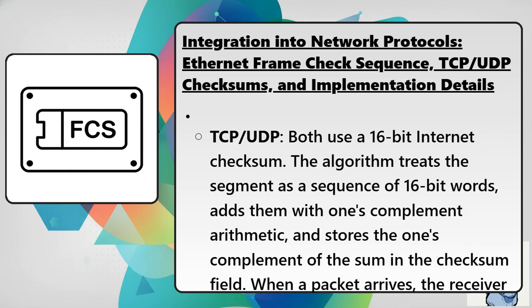TCP and UDP both use a 16-bit internet checksum. The algorithm treats the segment as a sequence of 16-bit words, adds them with one's complement arithmetic, and stores the one's complement of the sum in the checksum field. When a packet arrives, the receiver adds all words including the checksum. A result of hexadecimal FFFF means the packet is error-free.